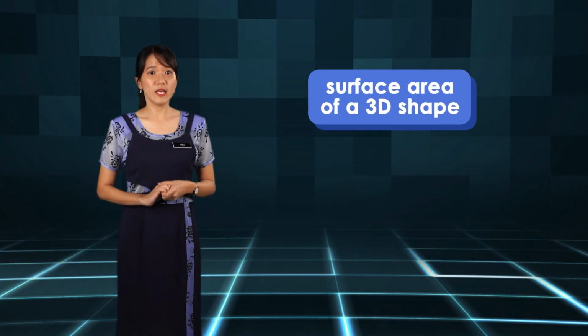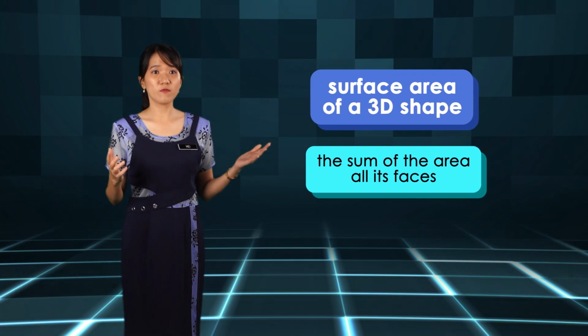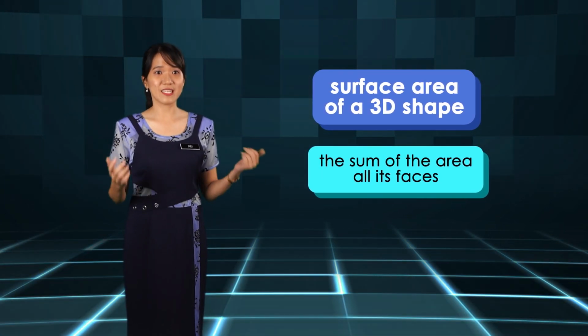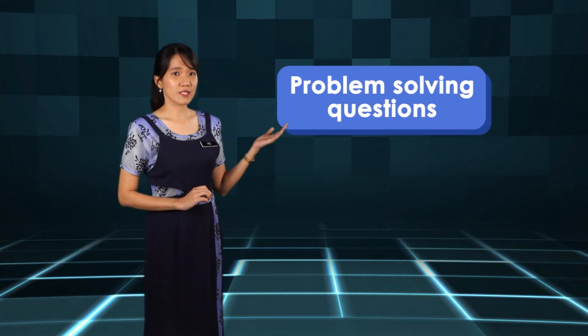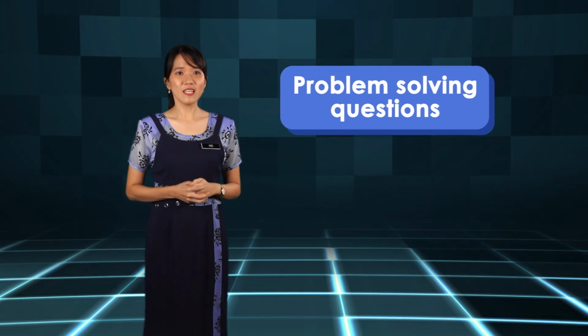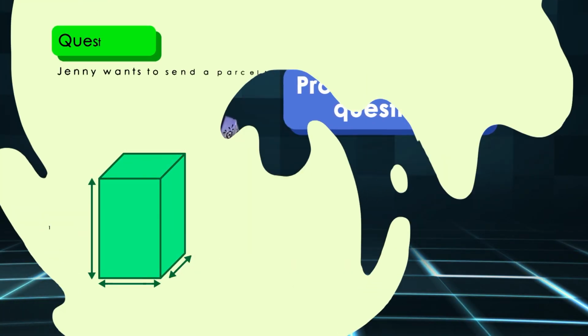By calculating the surface area of the cube, cuboid, pyramid and prism, we clearly understand that the surface area of a 3D shape is basically the sum of the area of all its faces. We have learned the formula to determine the surface area of the 4 3D shapes. Now, let's apply what we have learned to calculate the surface area of the objects around us. Let's do some problem-solving questions.